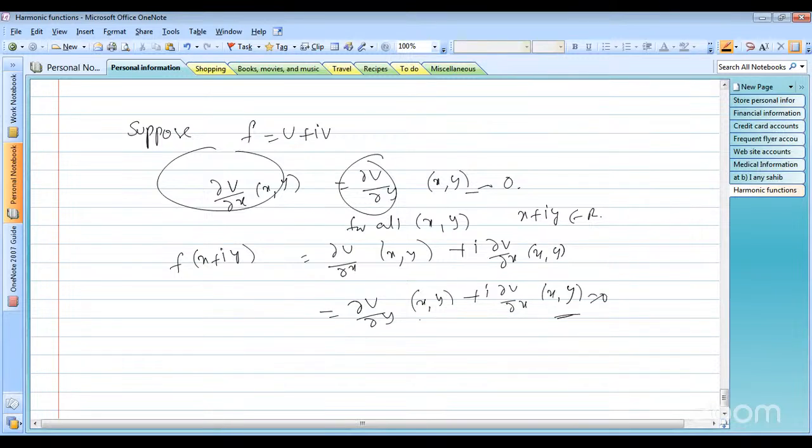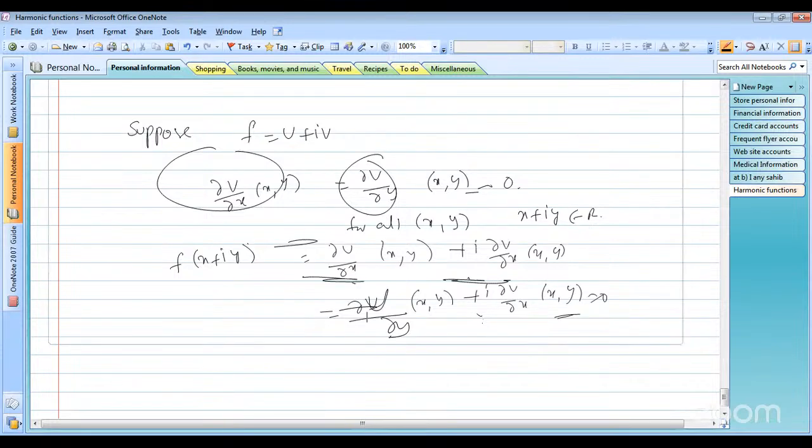So ∂u/∂x, with the imaginary part ∂v/∂x and ∂v/∂y. See here, this is ∂u/∂x, this is ∂v/∂y, and here ∂v/∂x. All these values we have taken here are 0, and this is ∂u/∂y. So the function is constant also.